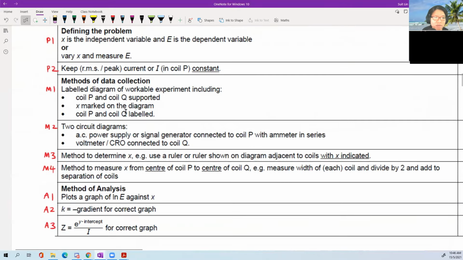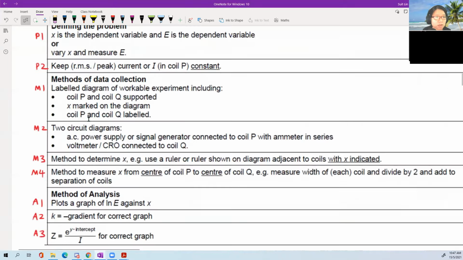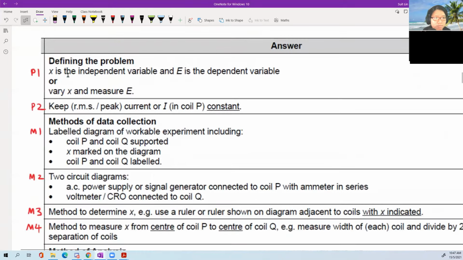So you can see this one, when you look at the mark scheme, right? Every line is 1 mark. So you define the problem. I prefer to use the term dependent and independent, or you can say vary x, change x, measure E. Okay, keep the peak current in the coil constant. So these two are 1 mark each.